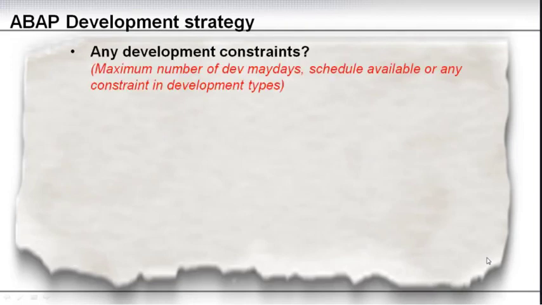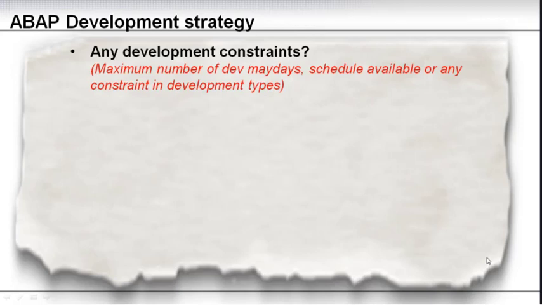Okay, let's move on and have a look at the ABAP development strategy. For a good ABAP development strategy, we need to look at certain considerations. First of all, are there any development constraints? That can be a maximum number of man days available, the schedule available, or any constraint in the development types. For instance, are there certain enhancements or interfaces that we will not be able to do, because we don't have the team to do the development on the legacy side of the interface? Are there certain forms that we don't do?